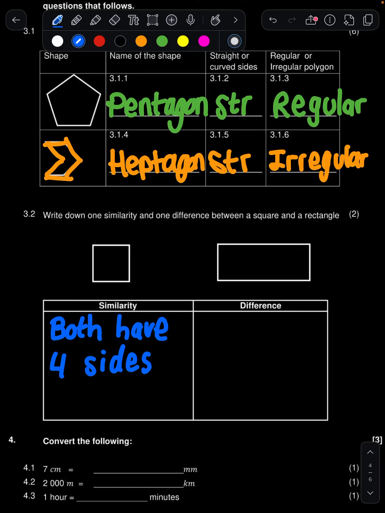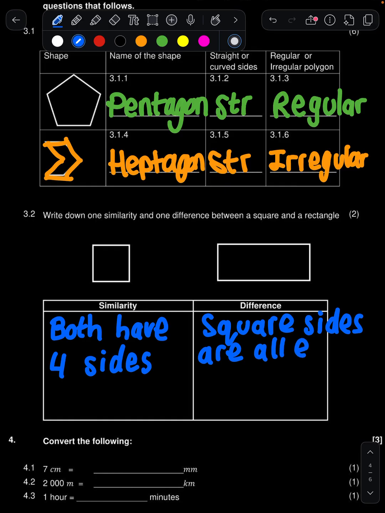One difference is that square sides are all equal length. Rectangles are not.